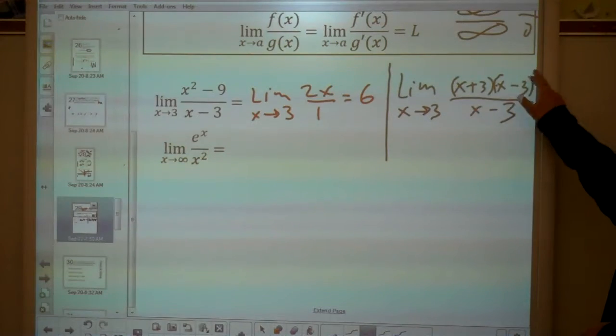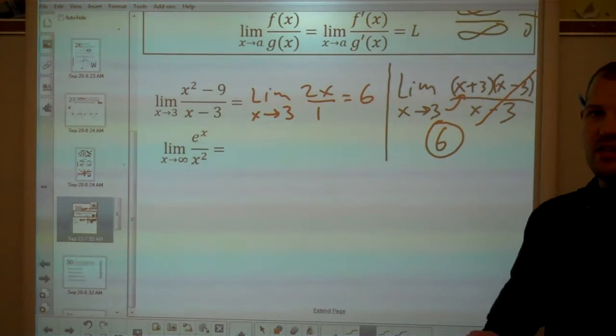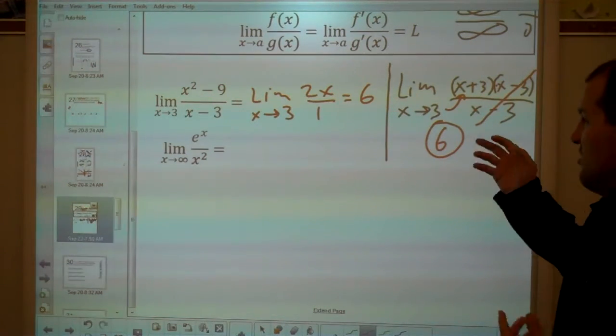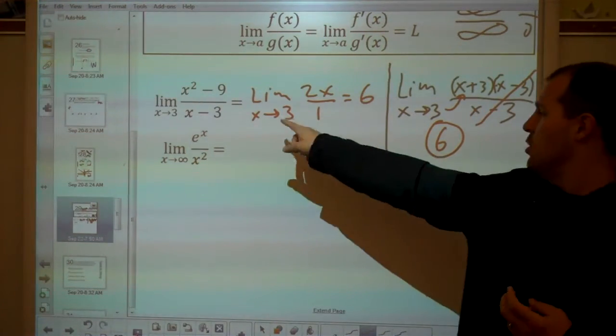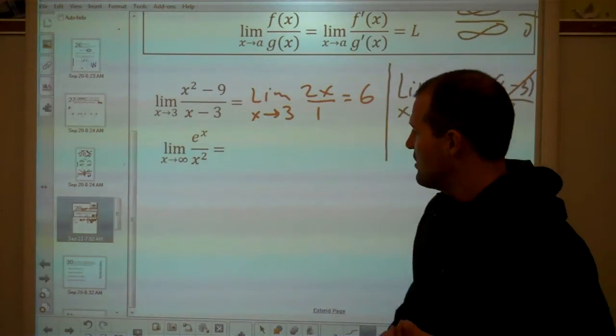And what do we have? We get to cancel, we get to plug in a 3, and 3 plus 3 is in fact 6. Okay, so that should provide us a little bit of comfort that this rule works. We use an analytic, trusty technique, that gets 6. We use L'Hopital's rule, we get 6. Let's do one more, and that's going to be it. Okay, with this one, let's double check.